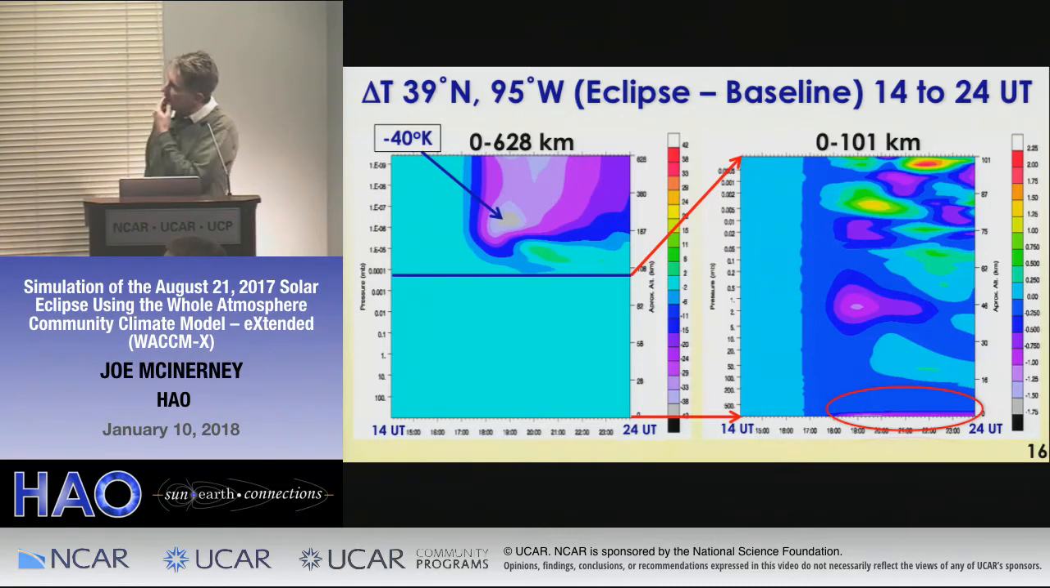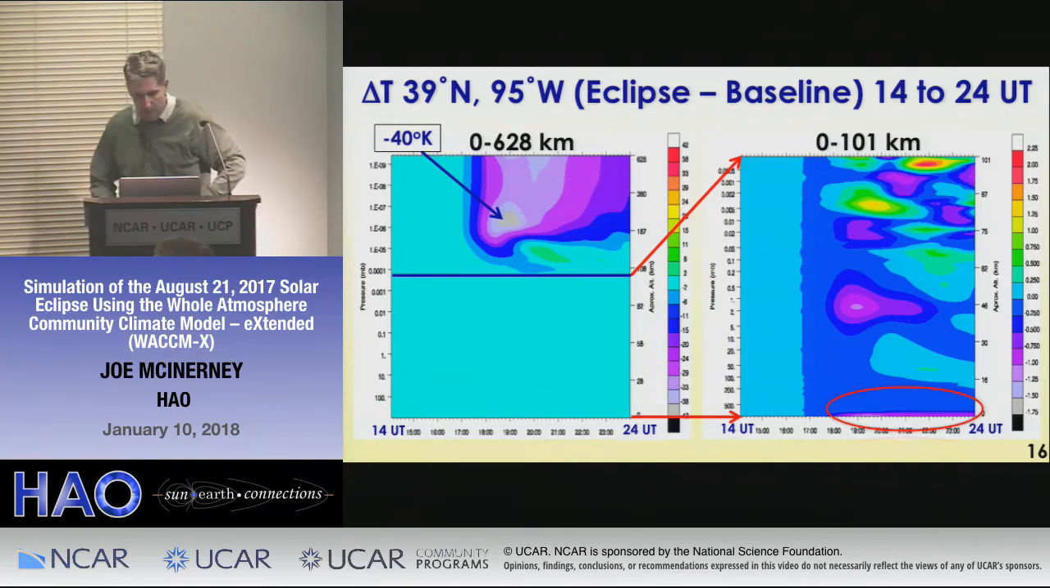These are eclipse minus baseline temperature differences, and on the left, when you plot the whole atmosphere, it becomes dominated by this large temperature decrease in the thermosphere. So we wanted to know, hey, what's going on in the lower atmosphere? So what we did was we took from the surface up to just above 100 kilometers. And here you can see at the very bottom, we've got the cooling near the surface. We've got some stratopause cooling, and then we have a whole bunch of stuff going on up in the mesosphere and the mesopause close to 100 kilometers. So I'm going to walk through different parts of this figure and keep referring back to it.